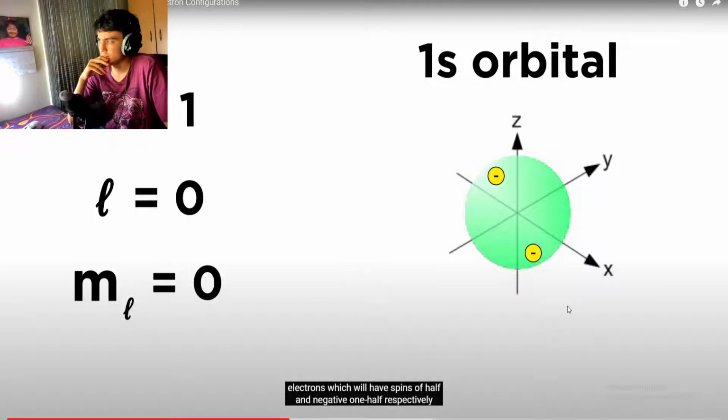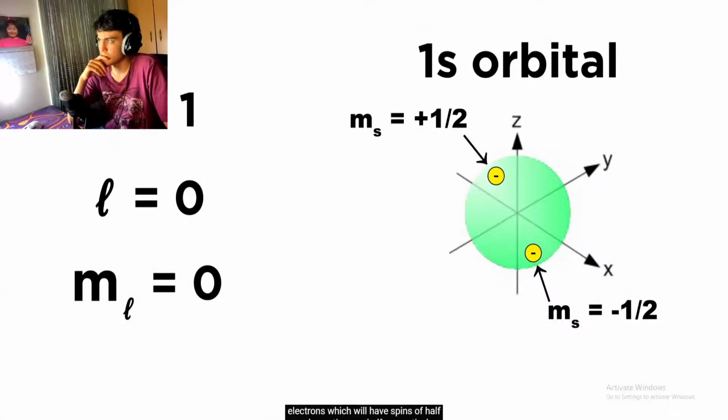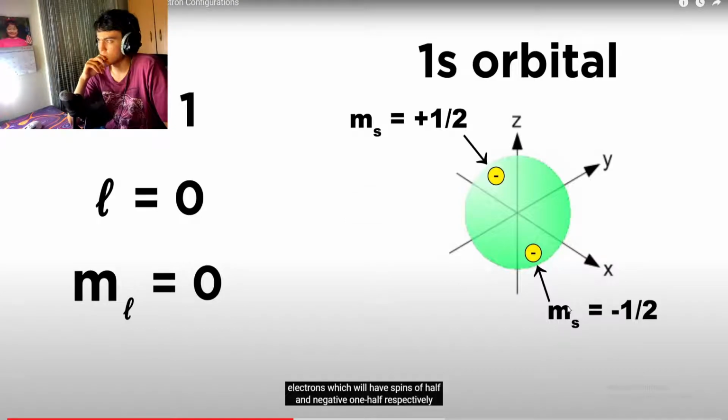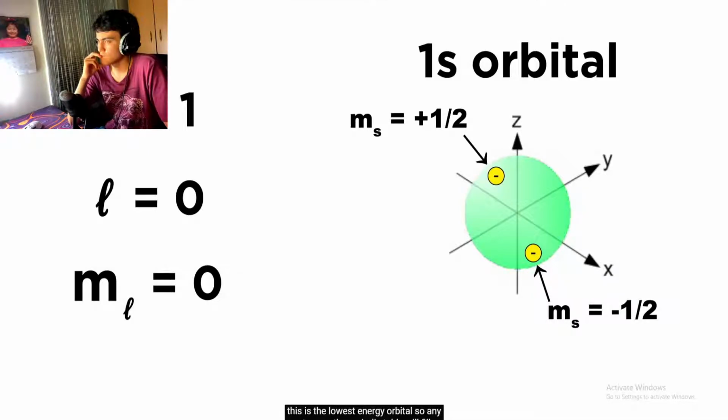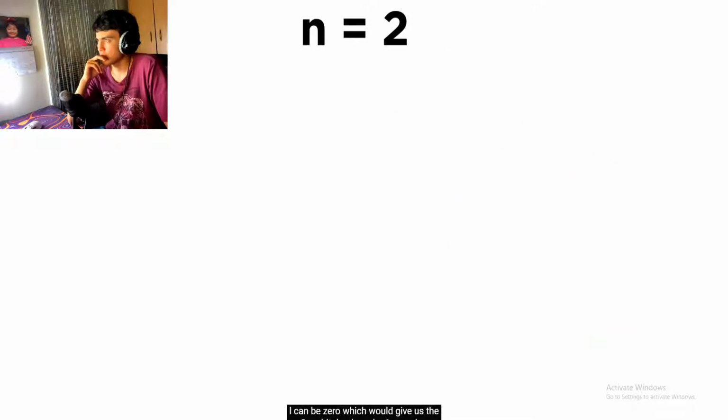It can accommodate 2 electrons, which will have spins of 1/2 and -1/2 respectively. This is the lowest energy orbital, so any atom on the periodic table will fill this orbital first. The electrons in hydrogen and helium occupy this orbital since they have only 1 and 2 electrons respectively. When n equals 2, L could be 0.